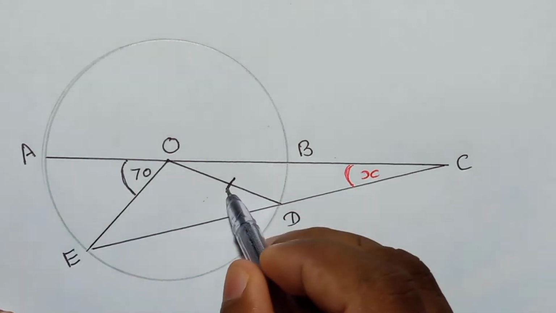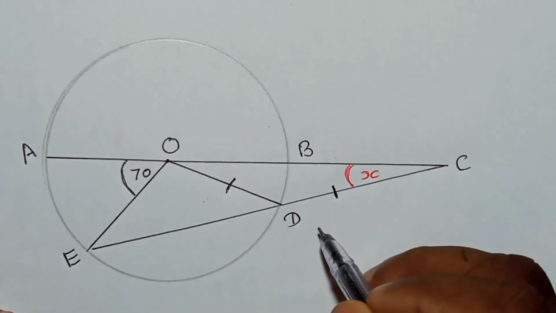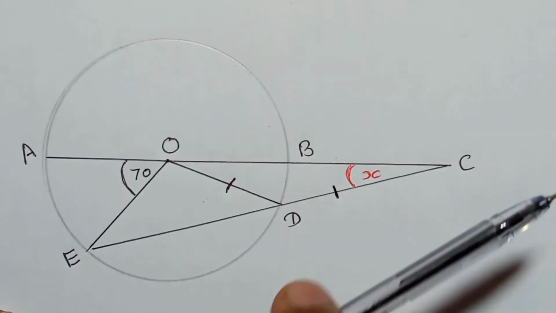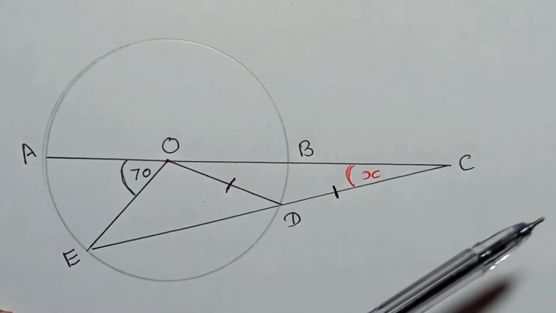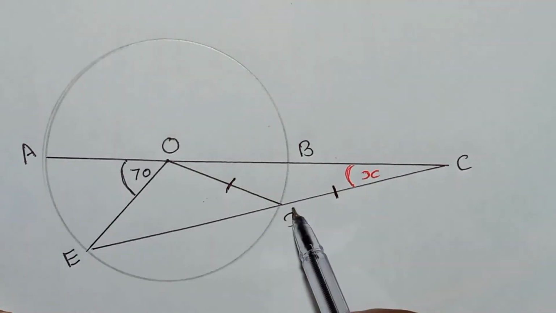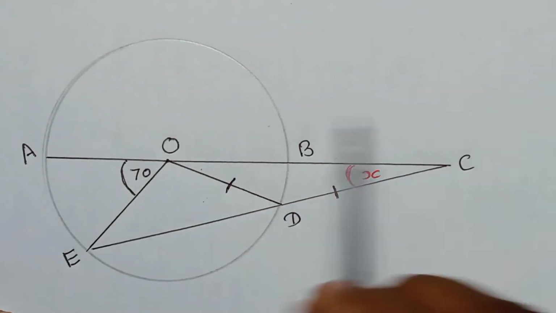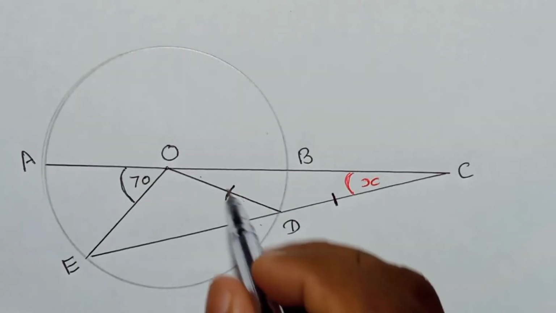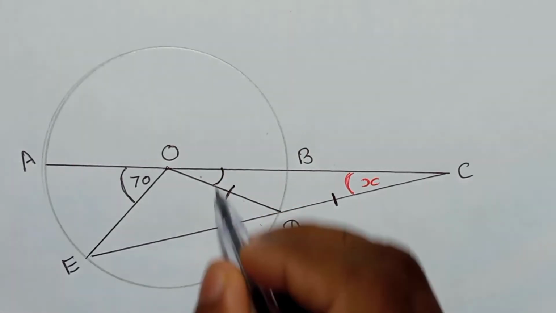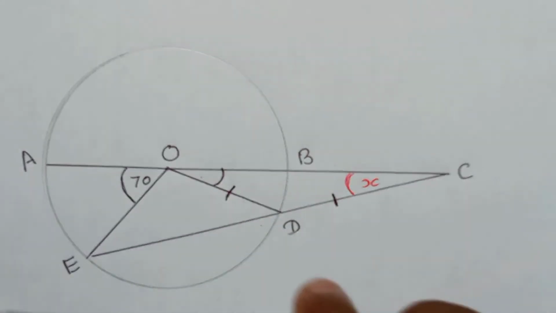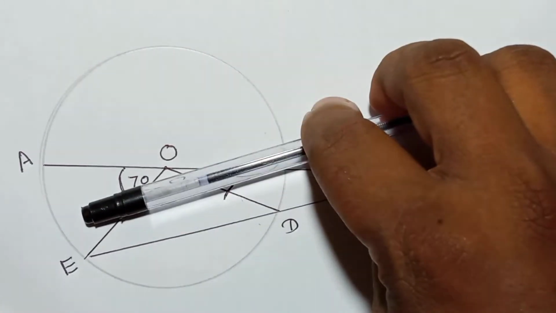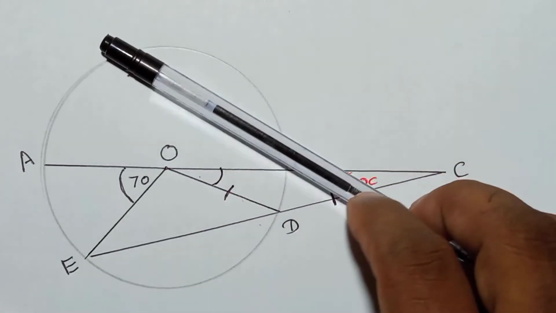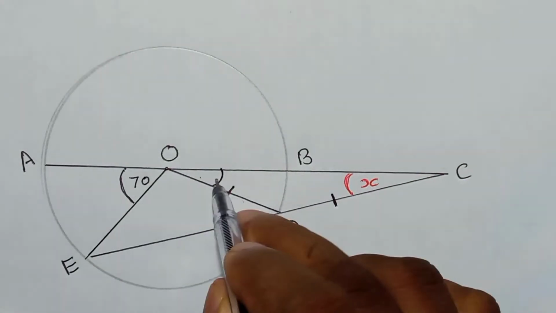That means if I mark this and this as equal, then ODC is an isosceles triangle. Then the opposite angles of the equal sides must be equal. The angle opposite DC is this one, right? If I mark it the same way, this is the last angle. So this and this must be equal. So these two should be equal.